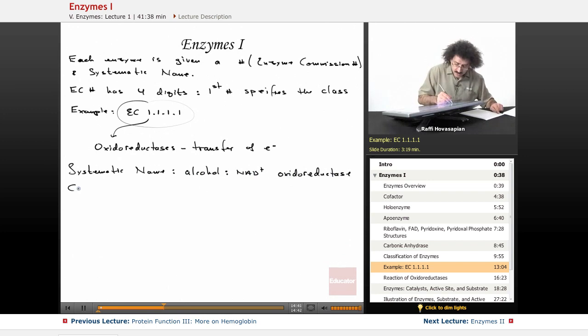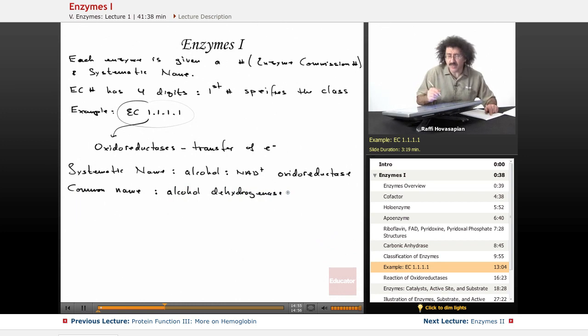Well, the common name is alcohol dehydrogenase. This is the enzyme that's responsible for metabolizing the alcohol that you drink, so it doesn't poison you. Alcohol dehydrogenase. Okay, so now we have the 1, 1, 1, 1.